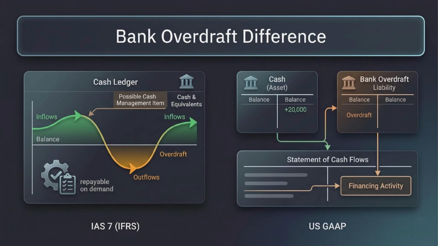One important difference is bank overdrafts. Under IAS 7, some bank overdrafts repayable on demand may be included as a component of cash and cash equivalents if they are integral to the entity's cash management and the balance frequently fluctuates between positive and overdrawn positions. Under US GAAP, bank overdrafts are generally classified as liabilities, and changes in those balances are generally reported as financing activities in the statement of cash flows.